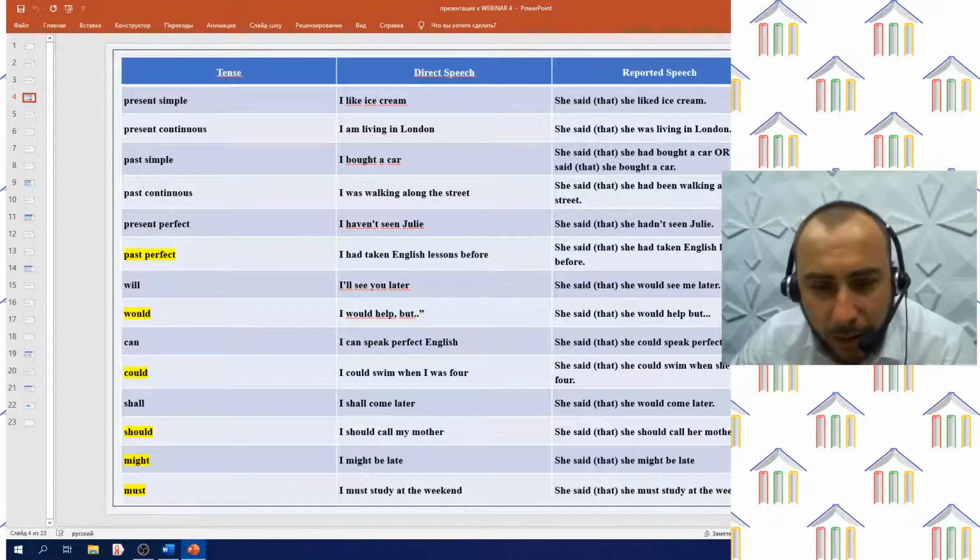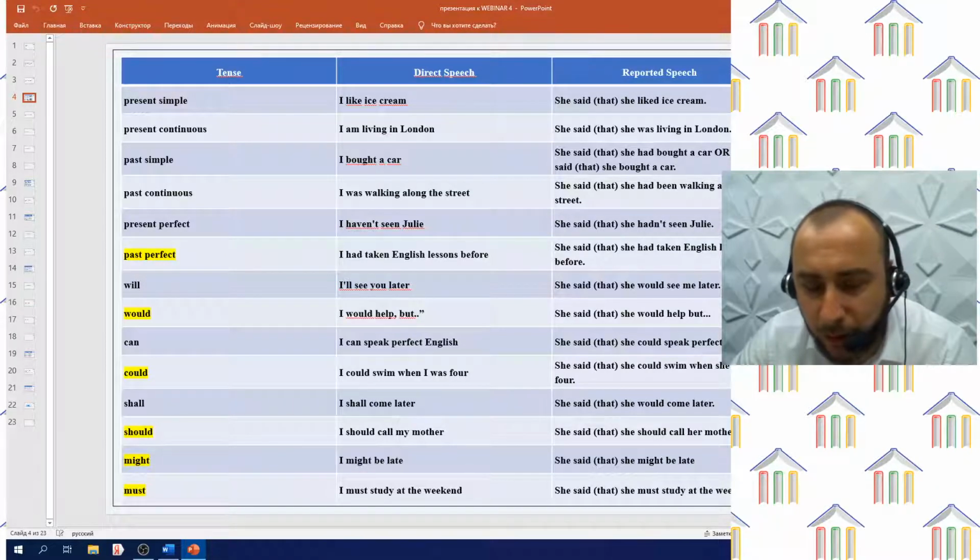I could swim when I was 4. She said she could swim when she was 4. So it also doesn't change. Shall. I shall come later. She said she would come later. And you can see that should, might, and must are highlighted. So that means they don't change. So in direct speech, we use should, might, must, and in reported speech, we use the same should, might, must.